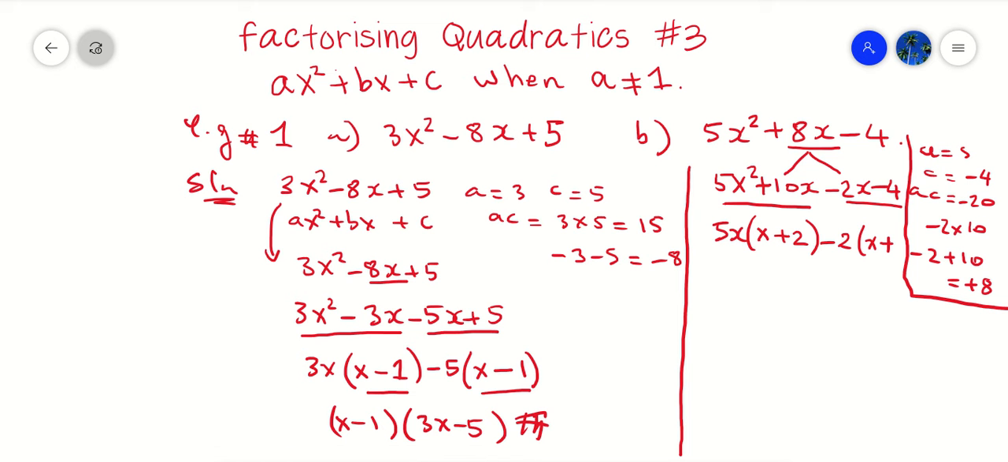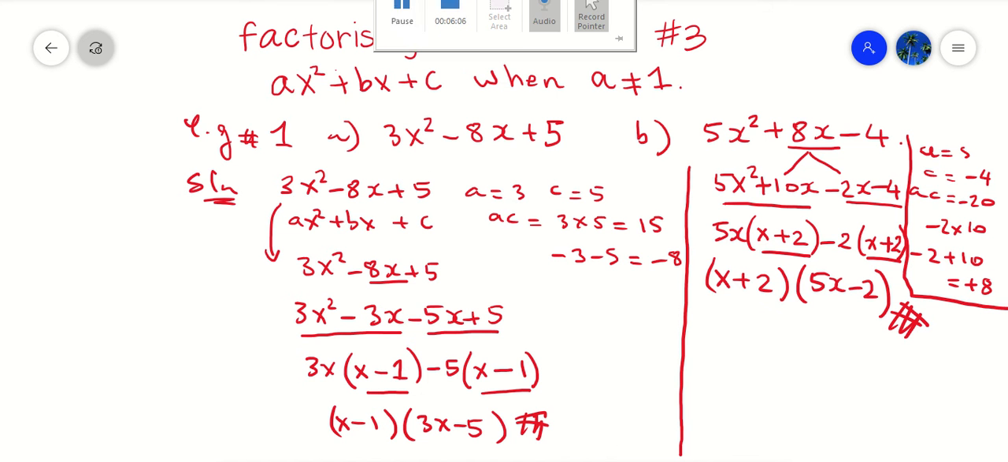And then if I've got 2 outside, it will be 2 left inside the bracket. Same thing again, just factor out x plus 2, this bracket and this bracket, they need to be the same. I've got x plus 2 into bracket 5x minus 2, and this will be the end of this example as well. Now let's have a look. Example number 2.